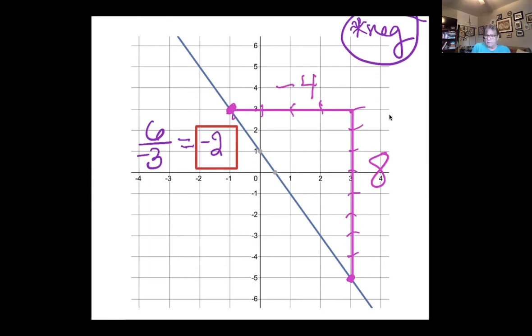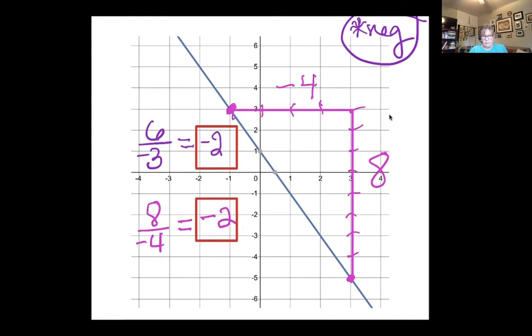So let's compare. Those aren't the same numbers I got the first time, but let's look at this. I got a rise of 8 and a run of -4. Well, what do you know? What's 8 divided by -4? It's also -2. So no matter how we did this, we still got the same slope. We got a slope of -2, either way we did it.